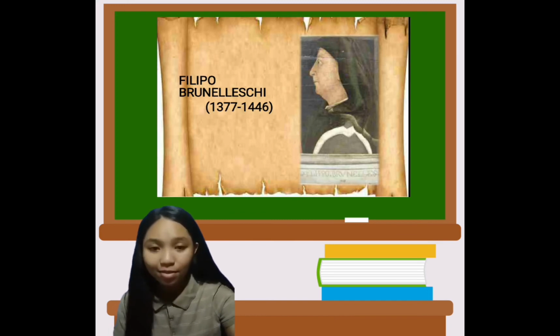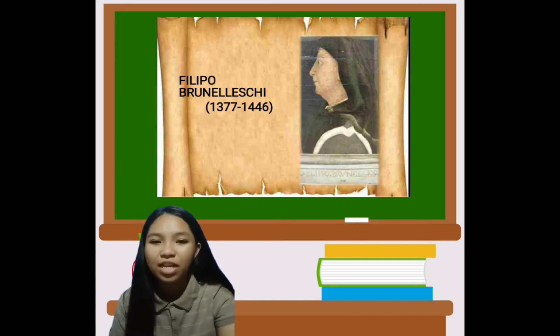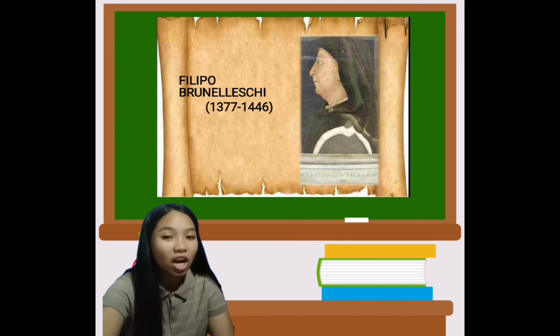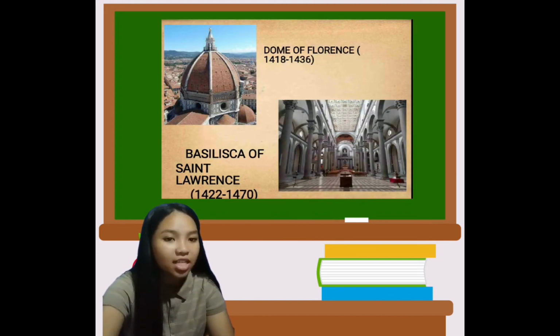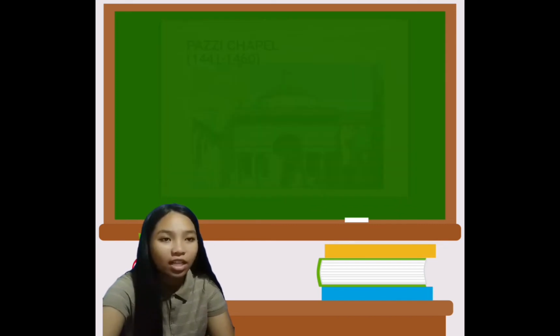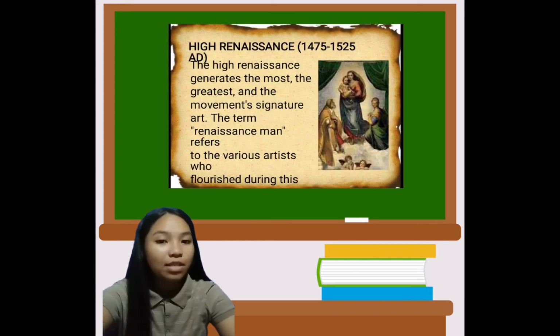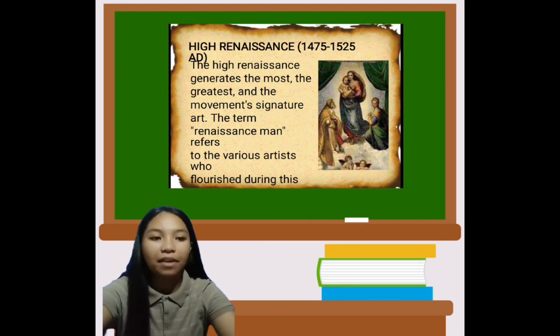Next one and the last artist in the early Renaissance is Filippo Brunelleschi. I don't know how to pronounce his name, and Filippo, considered to be a founding father of Renaissance architecture, was an Italian architect, designer, and sculptor, and is now recognized to be the first modern engineer, planner, and sole construction supervisor. And these are his artworks: the Dome of Florence, Basilica of St. Lawrence, and Pazzi Chapel. Let's proceed to the next stage, which is the High Renaissance.